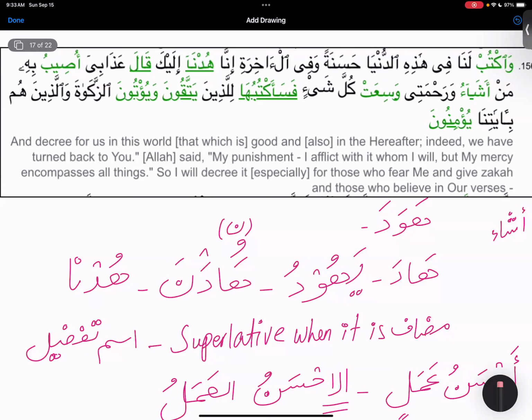So my punishment, I afflict with it whom I will. Wa rahmati, and my rahma wasi'at kulla shay'in. Wasi'at, it is covering, it is overlapping everything. Right? Fa sa aktubuha. Now fa is atf over here, right? Seen is sin sawfa, tasnif. Soon, very soon. When it comes with the fi'l mudari', it gives the meaning of future tense. Fa sa aktubuha, so I will decree it. Lilladhina yattaqun, for those who adopted taqwa, wa yu'tuna zakat, and they give zakah. Walladhina bi ayatina yu'minun, and those who used to believe in my ayat.